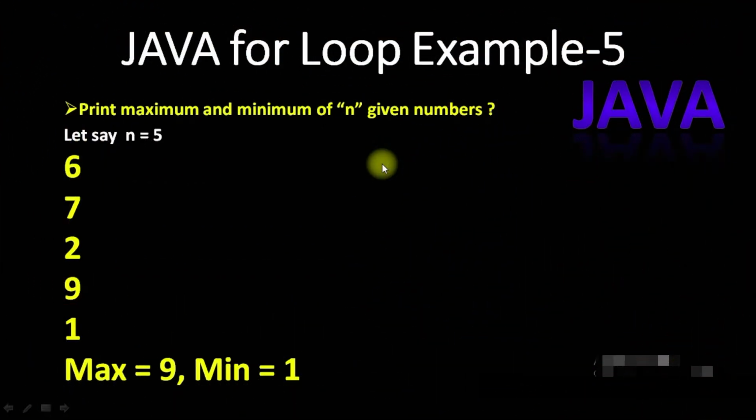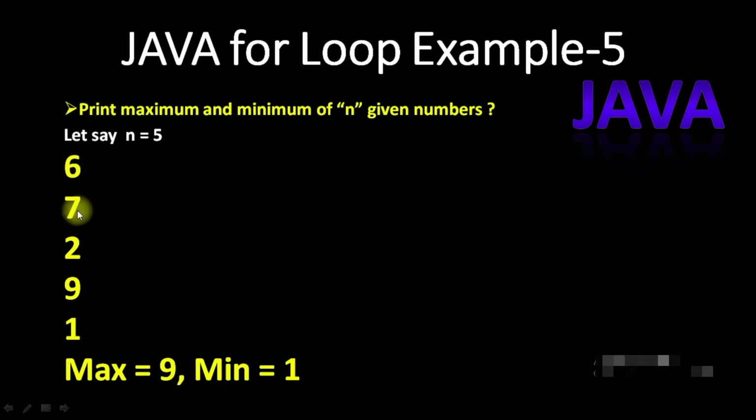We have already learned the for loop concept. Now today our aim is to find out the maximum and minimum number of n given numbers. So let's say the user wants to enter 5 numbers: 6, 7, 2, 9 and 1. These 5 numbers they want to enter, and through this program we have to find out what is the maximum number and what is the minimum number.